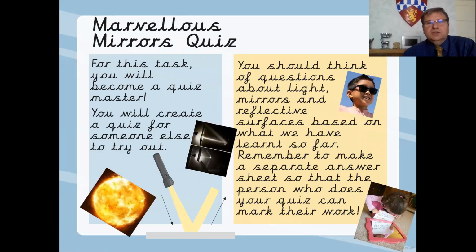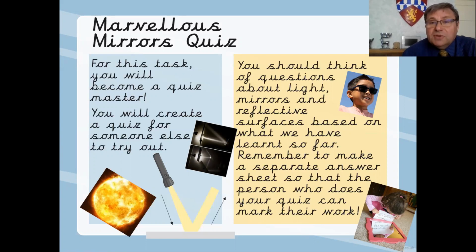So what you're going to do is become a quiz master. You are going to create a quiz for someone else to try and answer. You should think about questions about light, mirrors, and reflected surfaces based on what we've learned so far. Remember to make a separate answer sheet so that you can then mark out their answers to see how they've got on. So think about what we've been learning. Maybe your quiz could be 3, 5, 7 questions. Doesn't need to be more than 7 questions.